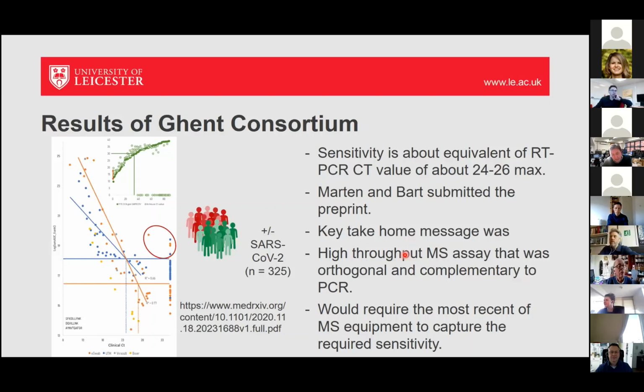I should say at the same time, we were doing some work in plasma, and I'll return back to plasma, using this method, which was always my main intention. And we were unable, using this method, to detect the virus in the plasma. I'll come back to that later.